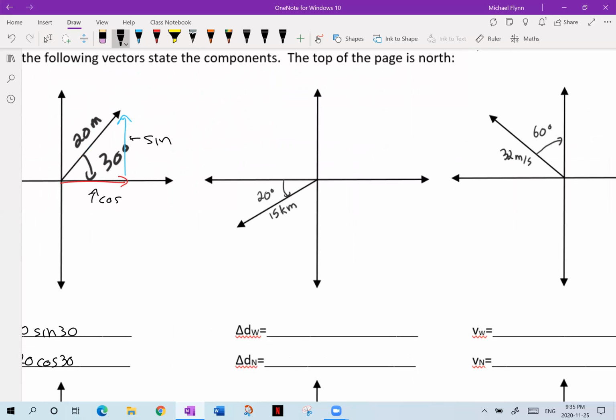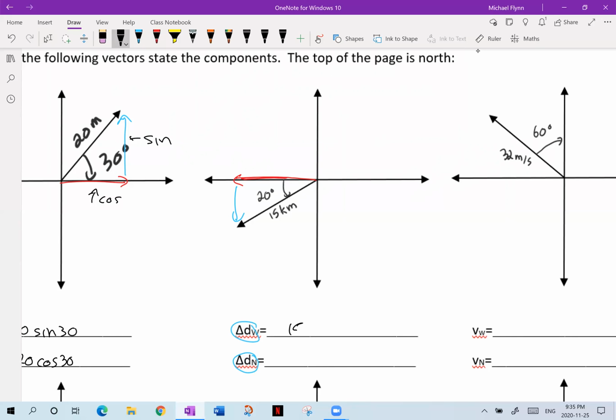Now this one here is interesting. I like this one. What is the west component of this vector? Well, the west component is like this, and then the south component is like this. But if you look at the question carefully, it's asking us for the north component. So south is negative north. They're saying north is positive, but they're also saying west is positive. So the west one is a positive number. So let's do that one first.